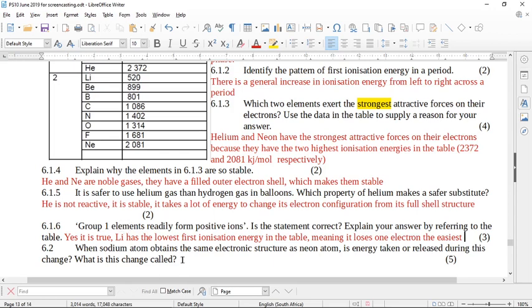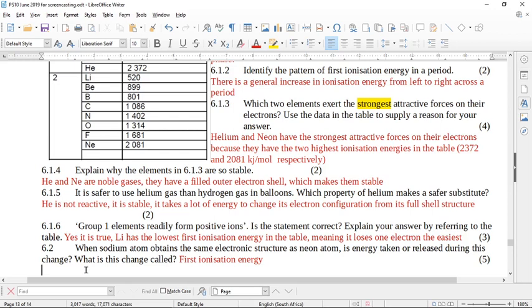Okay, now let's look at the last part. When a sodium atom obtains the same electronic structure as a neon atom, is energy taken in or released during this change? What is this change called? First of all, this change is called the first ionization energy, because how does sodium get that electron structure? Sodium gets the same electron structure as neon by losing an electron. That's the only way it can do it. It must lose the electron. So it's called the first ionization energy.